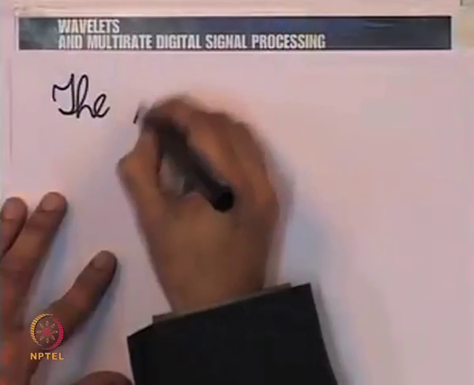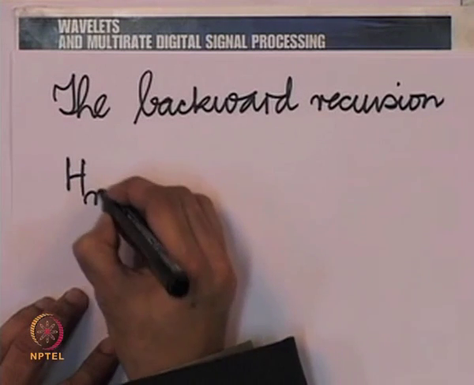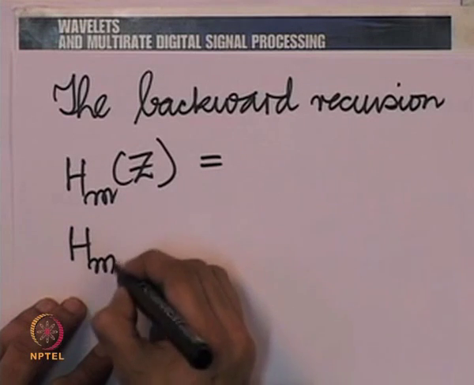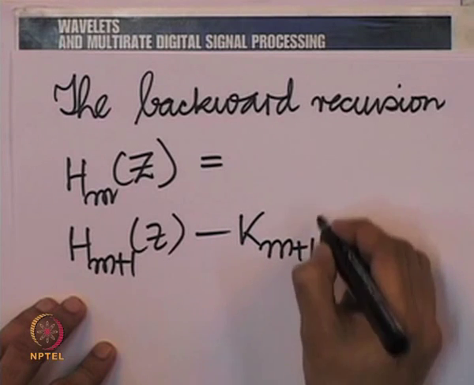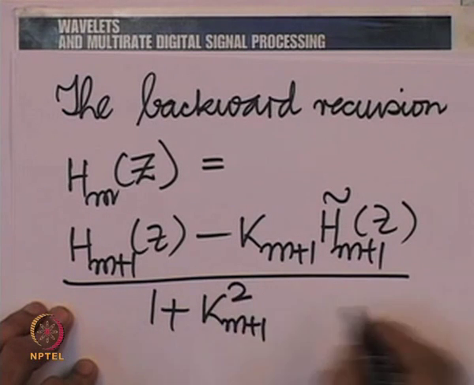Now, a few remarks are in order here. What we have done now is to demonstrate with an example that when you carry out this backward recursion, let me now write down the more general backward recursion again. Let us make these observations. The backward recursion H_m(z) is H_{m+1}(z) minus k_{m+1} H~_{m+1}(z) divided by 1 plus k_{m+1} squared, is effected by the following steps.